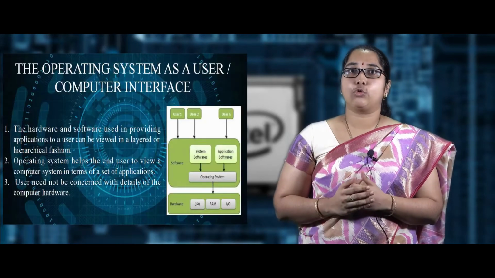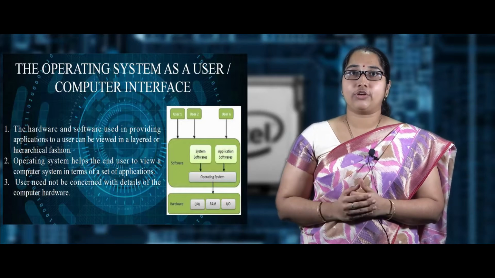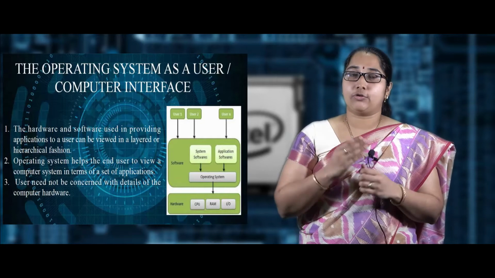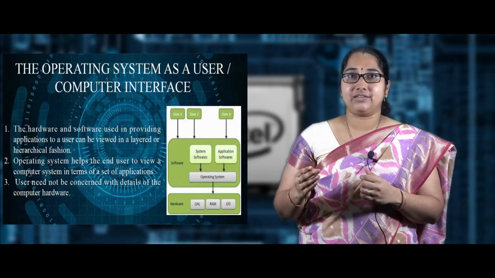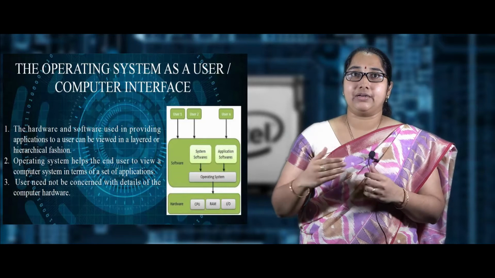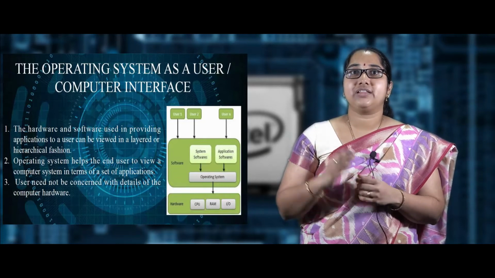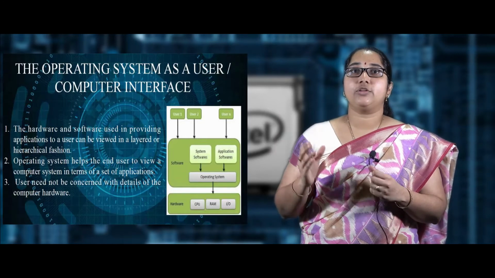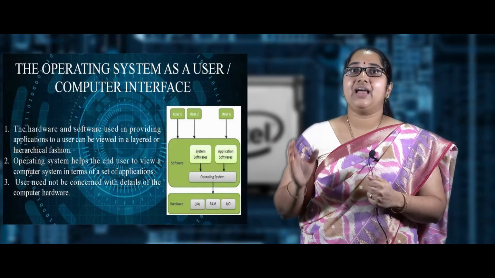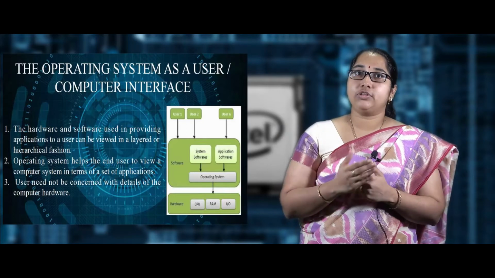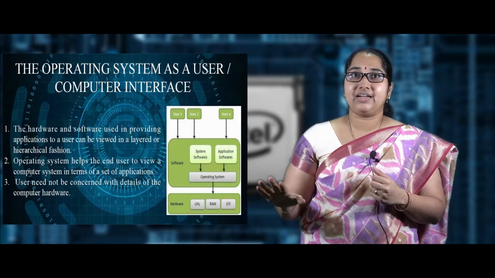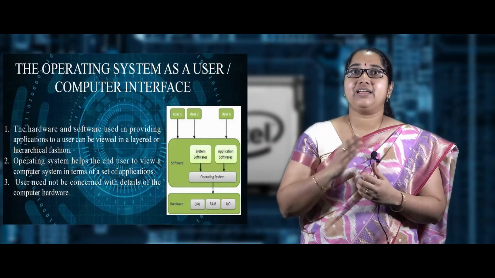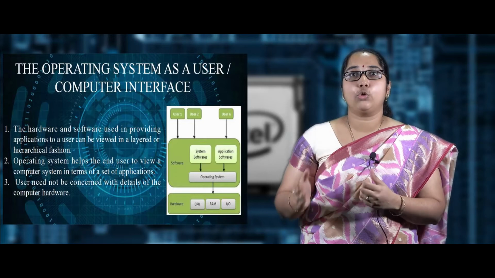Now let us see various roles of an operating system. The main role of an operating system is as a user computer interface. That is, the software as well as hardware appliances are arranged in a hierarchical manner, but the user wants to see the hardware and software in an application oriented manner. That is, whenever the user sees the computer, he sees it as a set of applications. So the operating system masks the basic details from the user and shows the software and hardware in such a way that he can easily use the applications and not go into the details.